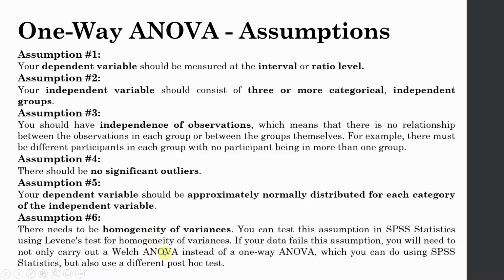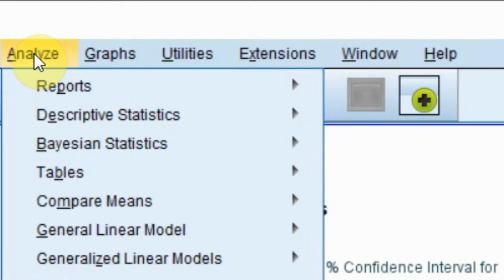So you will use Welch ANOVA if your homogeneity of variance assumption is not met, that is, there are significant differences in the variances across the groups. And you will use a different post-hoc comparison. We are going to practically look into all these assumptions. So how do we check for outliers?